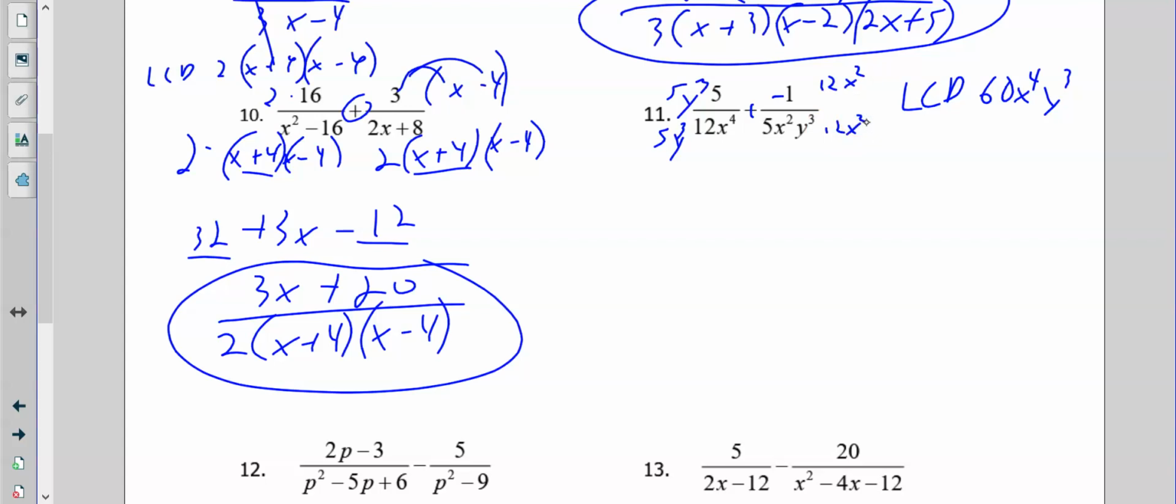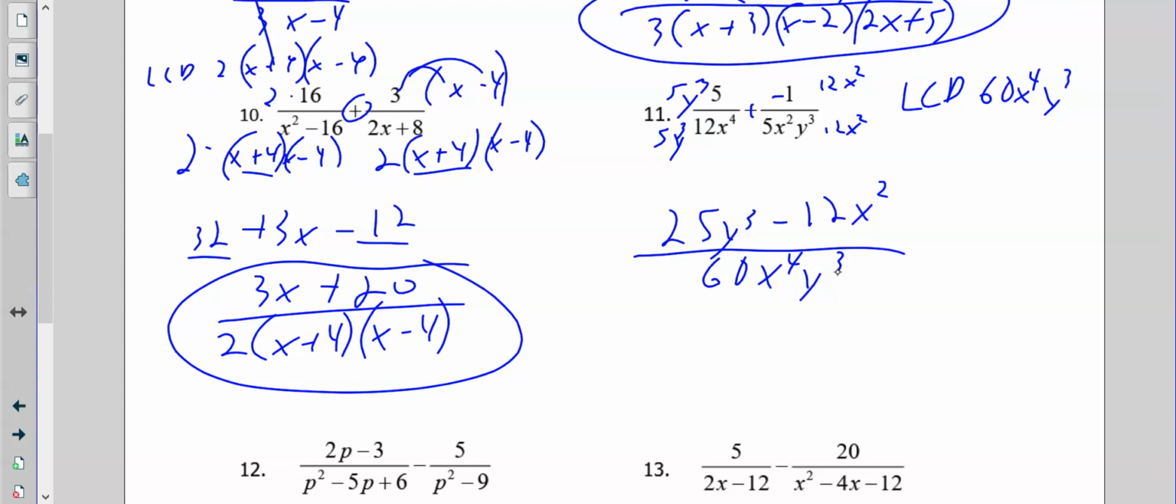So on the top, on the left, 5 times 5 is 25, and the y cubed just tags along, minus 12x squared. And then on the bottom, I have 60 x to the 4th y cubed. Now, nothing can cancel here.